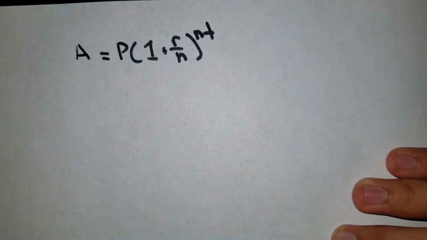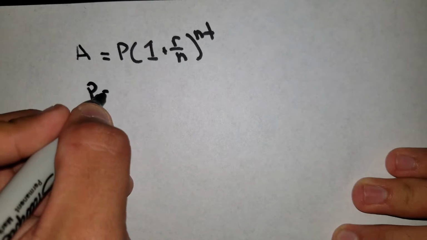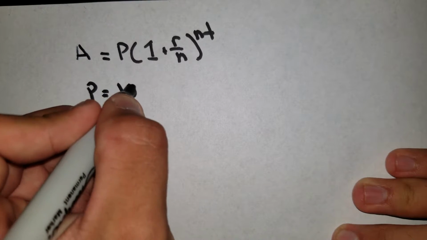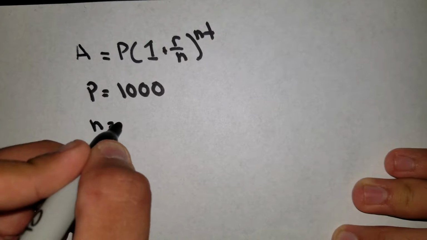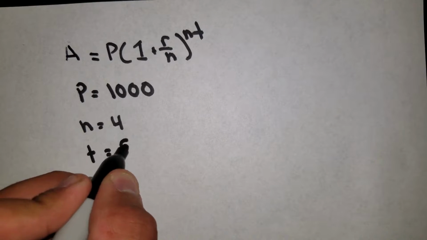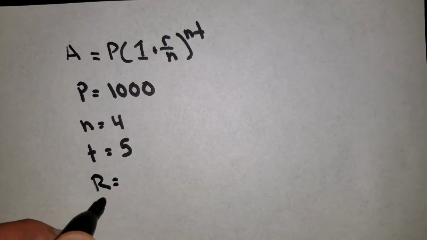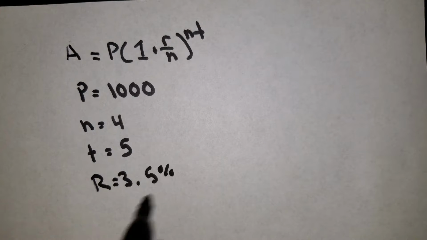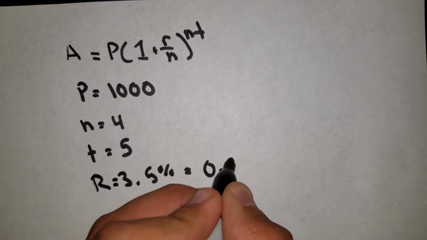So now let's go into what each of these things mean. P is going to be the principal amount that we started with. In this case, we started off with $1,000. Now we're going to write n, which is the number of times it's compounded per year. In this case it's quarterly, so 4. And the time is going to be 5 years. And our r is going to be the rate, which in this case is 3.5%. If we turn that into a decimal, it equals 0.035.